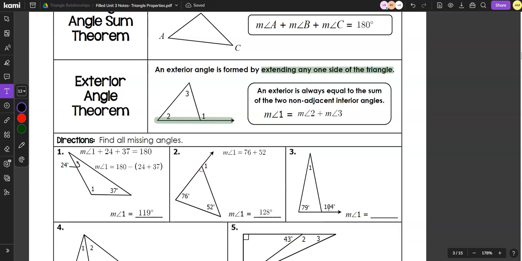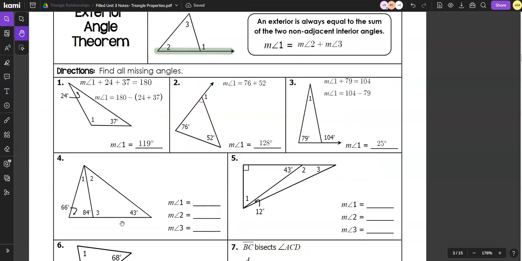Number 3, we're going the opposite way. We are given the exterior angle and asked to find the second interior angle, the remote interior angle. So if to find the exterior angle I add, in order to find the interior angle, I'm going to subtract. So we can say that the measure of angle 1 plus 79 degrees is equal to 104 degrees. Therefore, the measure of angle 1 is equal to 104 minus 79. And when we run that through a calculator, we get 25. So the measure of angle 1 is 25 degrees.